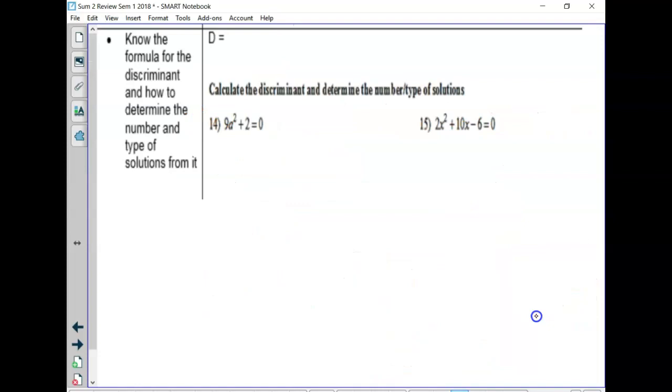All right, what's the discriminant, guys? Okay, b squared minus 4ac. But what does it tell you about the number of solutions? Okay, so if you get a discriminant that's what? Greater than 0, 2 or more.